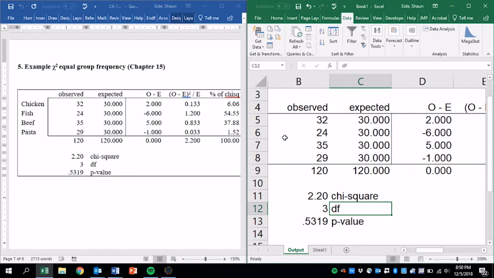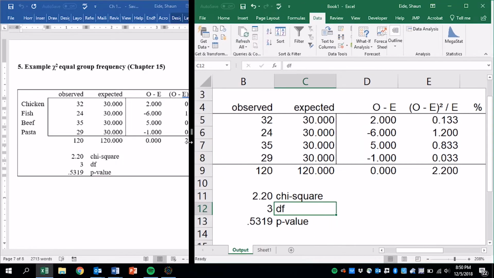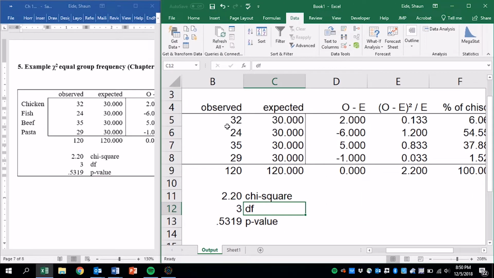I showed you how to do that by computer really quickly, but doing this by hand is also really simple. You take the difference between the observed and the expected, which gives you 2, -6, 5, and -1. Then you square all of those, and you divide by the expected score.